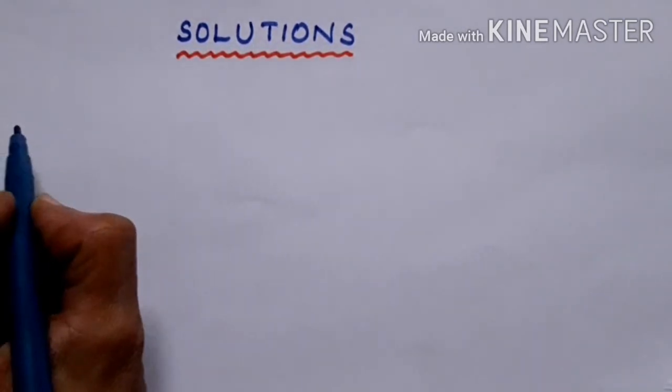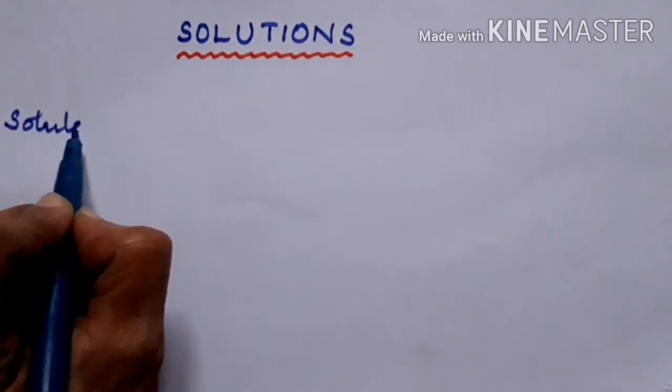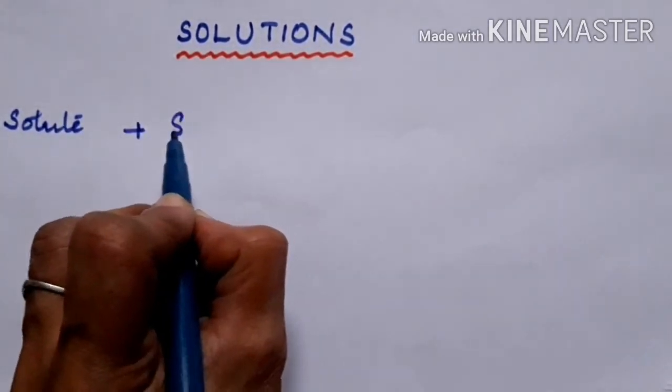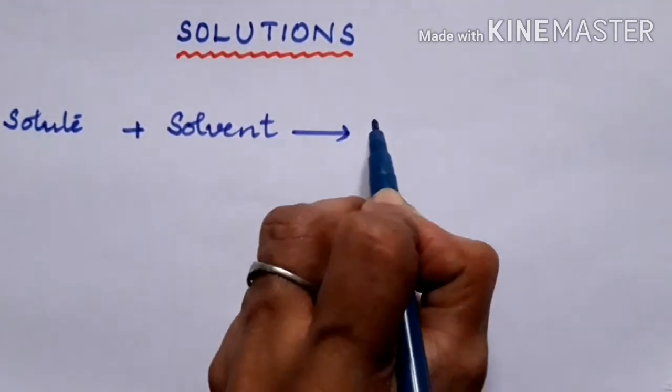Hello students, today we'll be discussing the solubility of gases in liquids. We know that a gas dissolved in a liquid also forms a solution. Here you find that a solution is made up of two different components. The first one is the solute and the other one is the solvent. When they combine together, they form the solution.